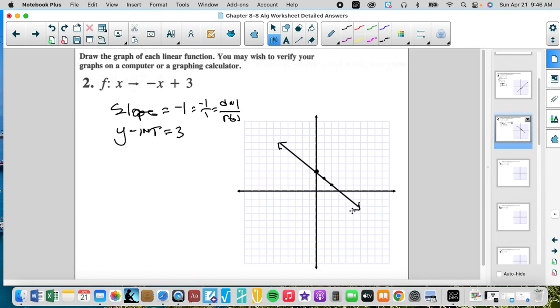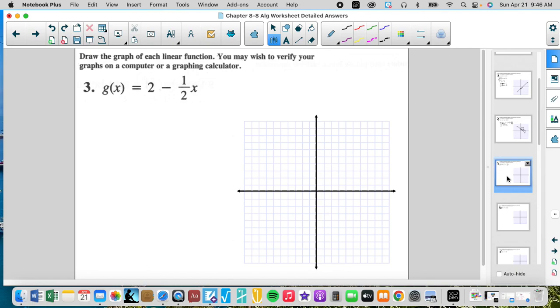Some teachers want you to label points. When you label points, you want to put it next to the point. So that would be 0, 3. This would be 1, 2. And this would be 2, 1. So labeling points is good, not necessary, depending on the teacher.